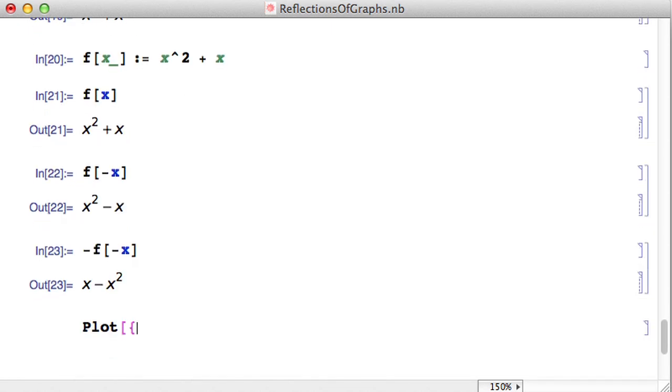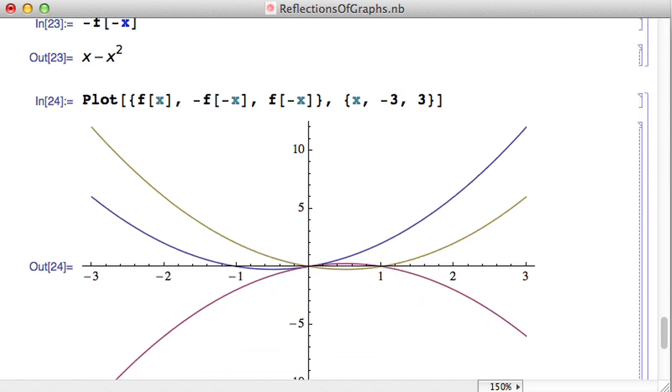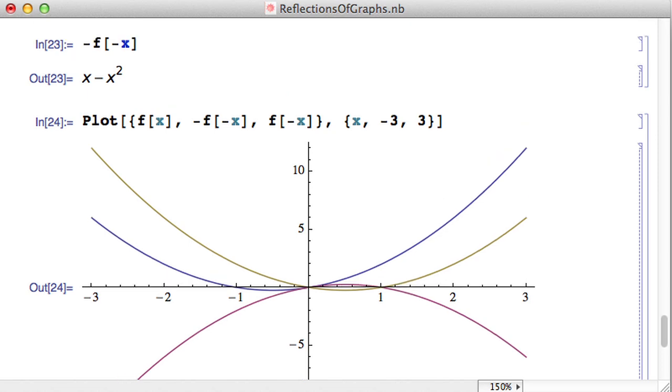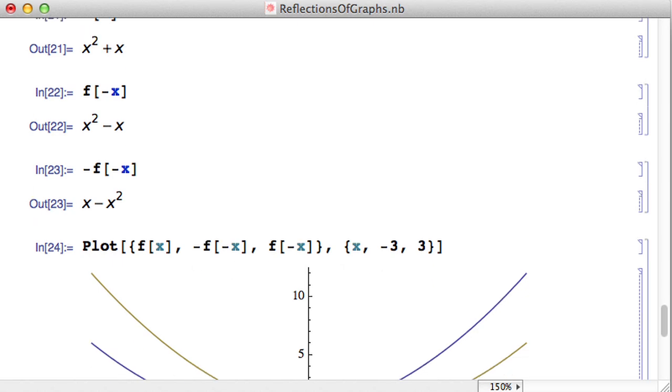And then graphically we can show this. We're going to go f of x, minus f of minus x. This is going to show that it's not an odd function, and then show that it's not an even function. I do the f of minus x. And we see none of these are superimposed on each other. So this function is not even or odd. Most functions are neither even or odd. But some functions are even, some functions are odd.